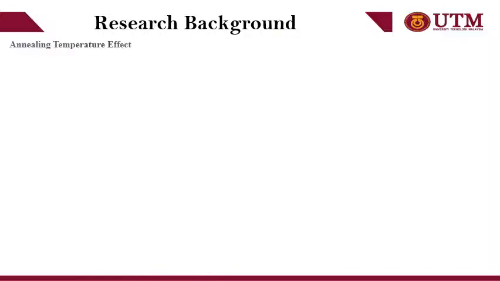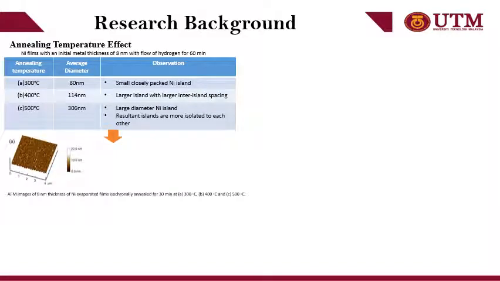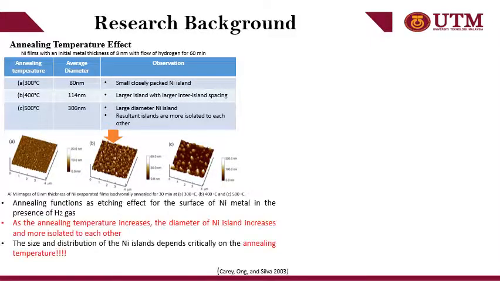Previous work shows the effect of annealing temperature on the surface of nickel metal. As we can see, small closely packed nickel islands with an average diameter of 80 nanometers form at 300 degrees Celsius, and the average diameter of the nickel islands increases with increasing temperature, and the resultant islands are more isolated from each other. This indicates that the annealing has an etching effect on the surface of the metal in the presence of hydrogen gas, and the size and the distribution of the nickel islands depend critically on the annealing temperature.